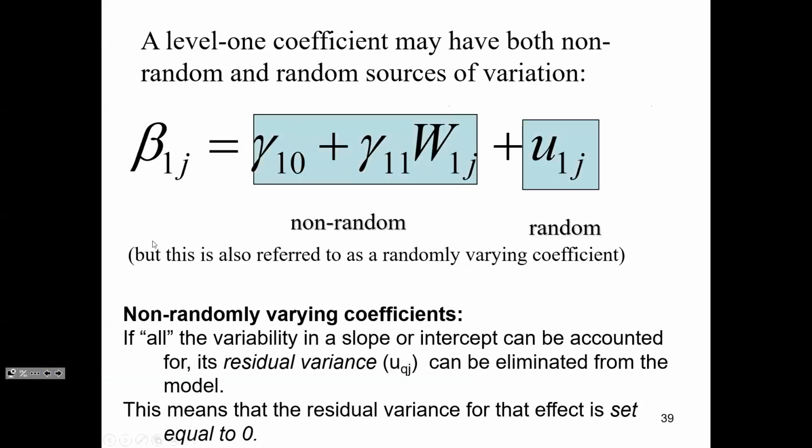I guess I should have shown that a minute ago. So here are non-random sources. Again, notice no subscripts on the gammas. We've only got one gamma 1 not, and one gamma 1. But then notice our U sub 1j, we're going to have a U sub 1 for every cluster. So this is what I mean by random variance, or random variation.